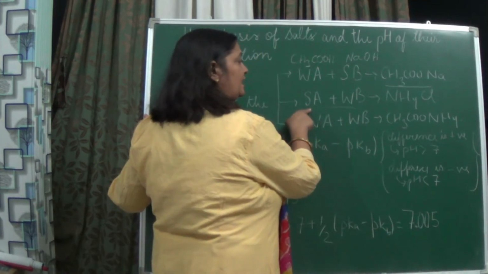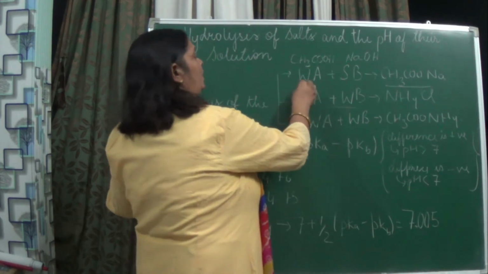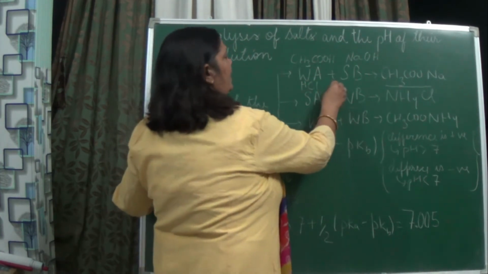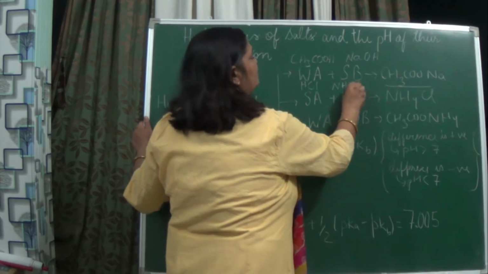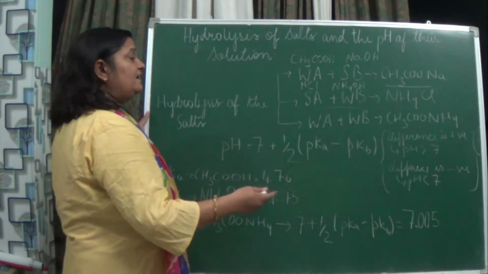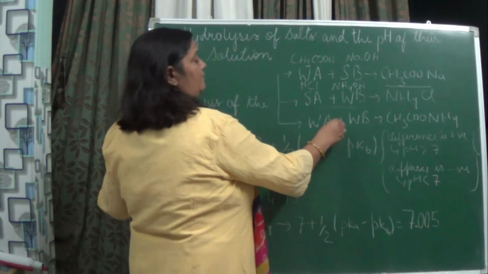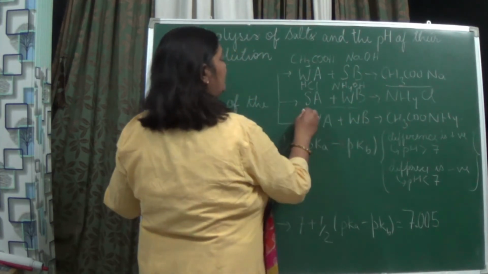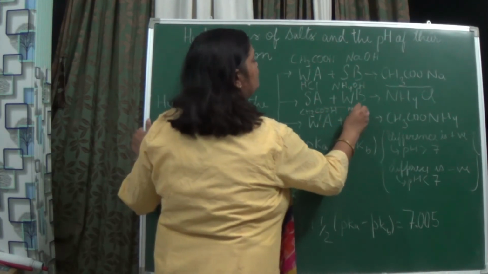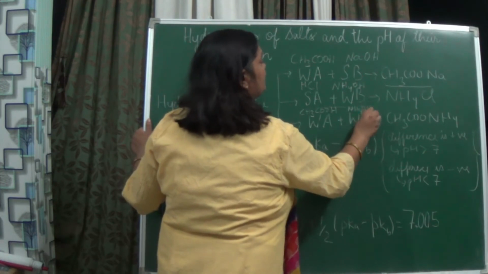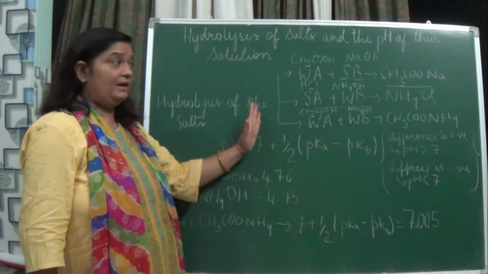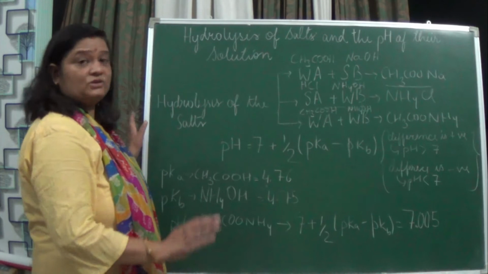Next we take another, a strong acid and a weak base. What strong acid can we take over here? HCl. And we take NH4OH, that is a weak base. We will be getting ammonium chloride salt. The third condition is a weak acid and a weak base. The weak acid we can write as CH3COOH, and the weak base as NH4OH. So we are getting ammonium acetate salt. So we have seen three conditions from which we get these different salts.